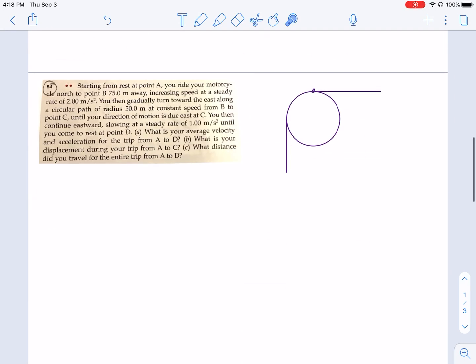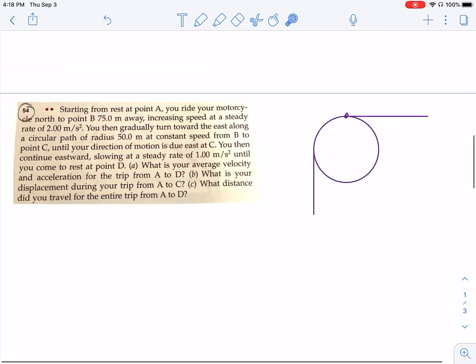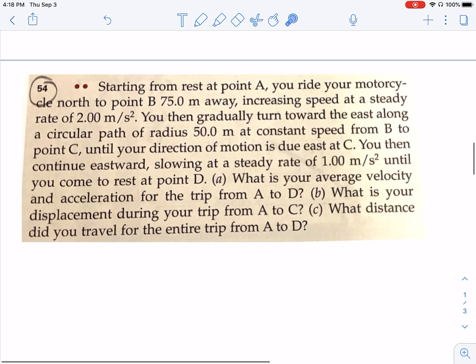Okay. This was our next problem. I'm going to zoom in on it for a second as we talk about it. So there's a lot going on here. So starting from rest at point A, you ride your motorcycle north to point B, 75 meters away, increasing speed at a steady rate of 2 meters per second squared. Then you gradually turn toward the east along a circular path, so that is going to be important, along a circular path of a radius of 50 at a constant speed from B to C, until your direction of motion is due east at C.